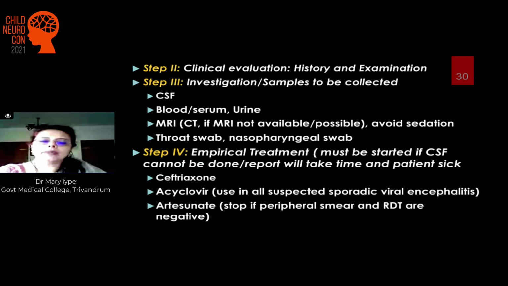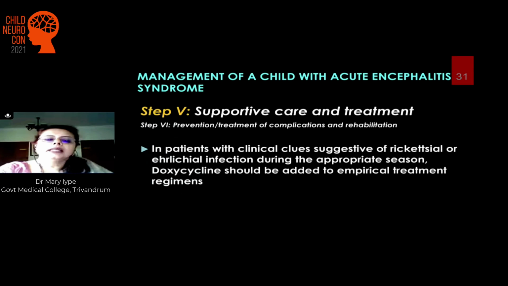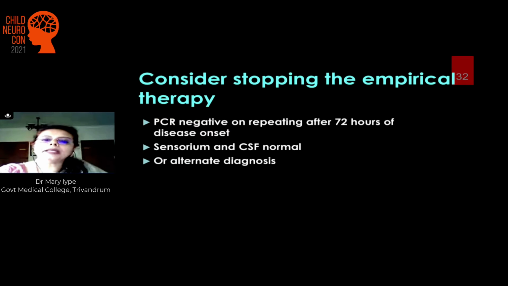Step five is supportive care and treatment, which should go along with your empirical treatment, and then prevent and treat complications and rehabilitate the child. In patients with clinical clues suggestive of rickettsial infection, and during the appropriate season, doxycycline should be added to the empirical treatment. Consider stopping each of these empirical therapies with time.